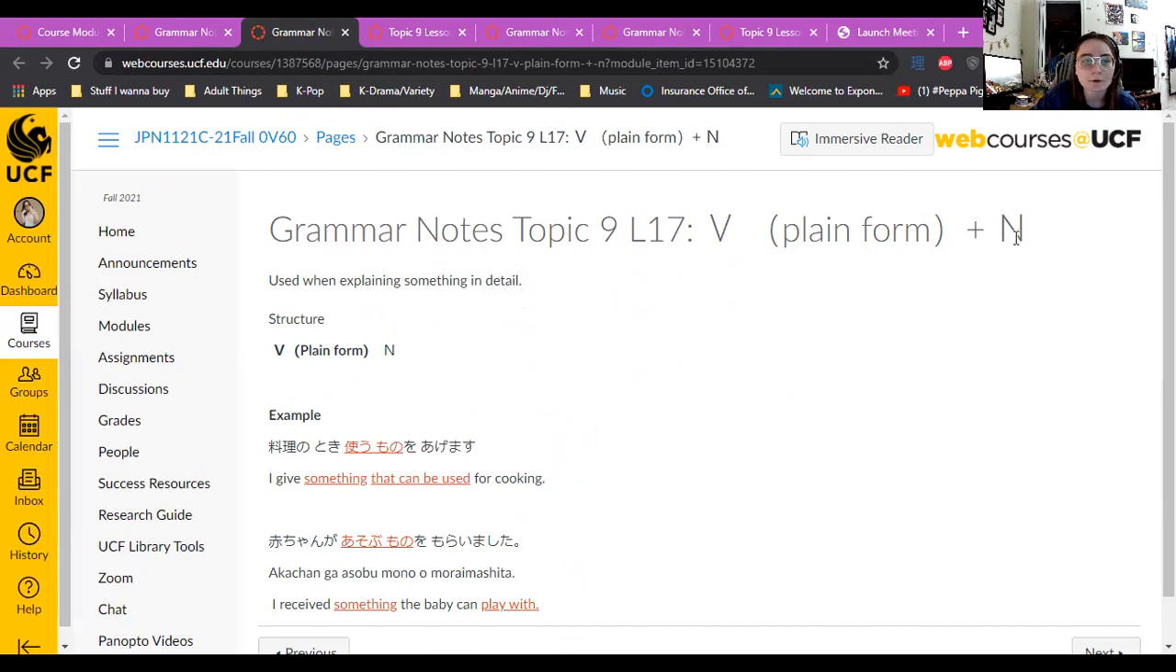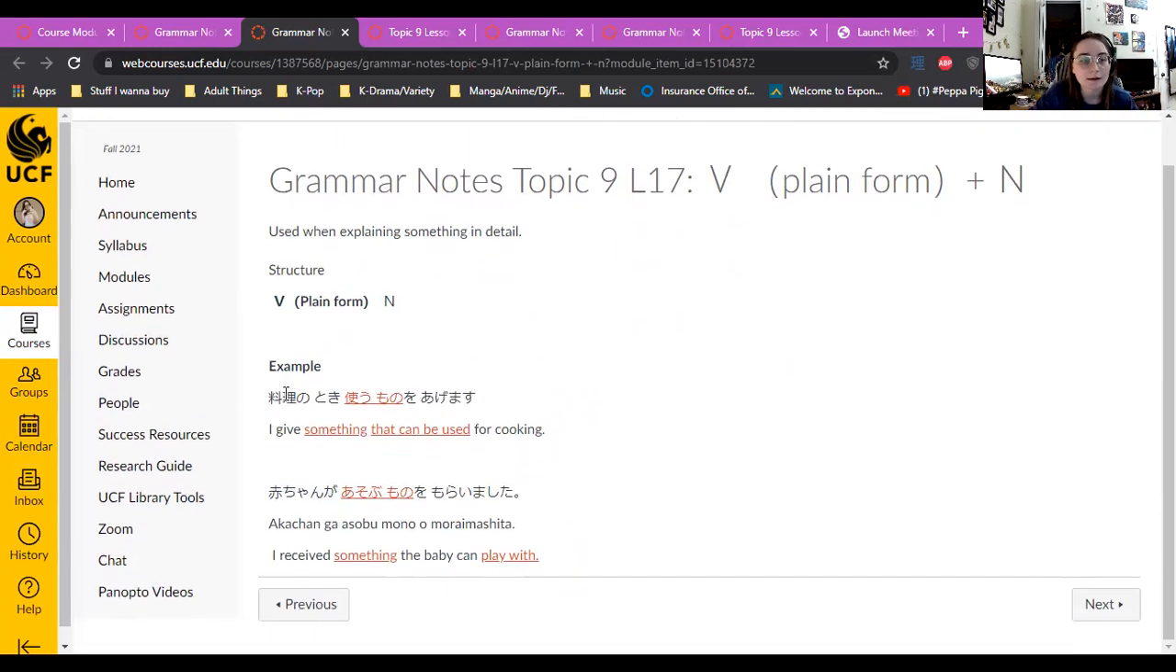Verb in plain form plus a noun is used when explaining something in detail. Here are some examples. This is ryori, so cooking. Ryori no toki tsukau mono o agemasu. I give something that can be used for cooking. Akachan ga asobu, which is to play. It's in dictionary form, so instead of asobimasu, it's asobu. Asobu mono o moraimashita. I received something the baby can play with. So mono can be translated as something. It doesn't necessarily have to be this thing, it can be just the word something.